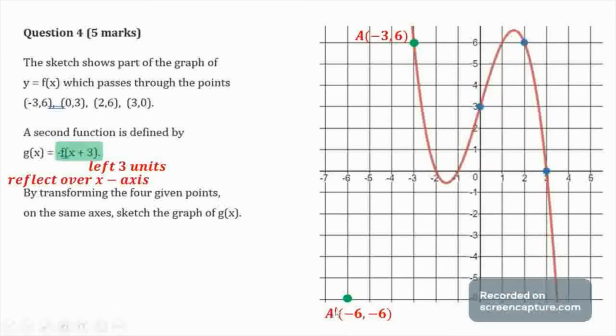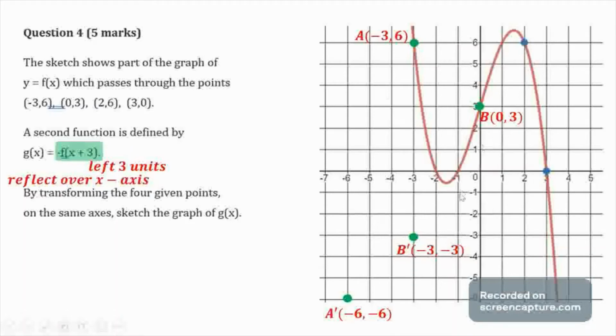Notice I used a little apostrophe there. That means A prime, or it means the image of A. The image is always the thing that results after a transformation. So there's that one. Let's try one more point that way. So this point here. Left 3 units is going to bring us to, oh, there's the point, 0, 3. 1, 2, 3 units, so I end up here, and then reflect over the x-axis. So it reflects down to here. There it is. And that point is B prime, negative 3, negative 3. You can continue with the other points, but that's how this question goes.